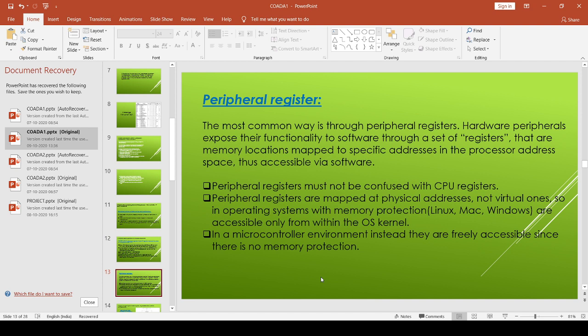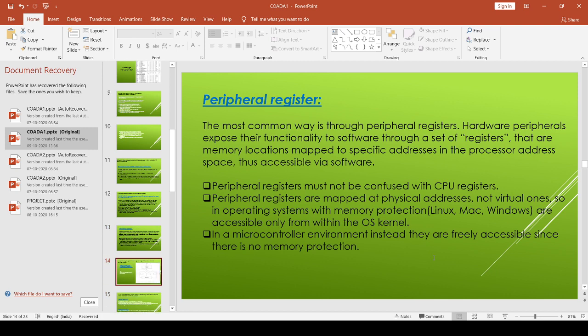This is the peripheral register. This is also one type of register used in a microprocessor. Hardware peripherals expose their functionality to software through a set of registers that are memory locations mapped to specific addresses in the address space. Peripheral registers must not be confused with the CPU registers.